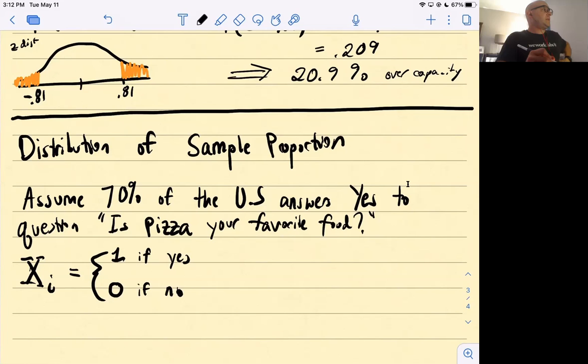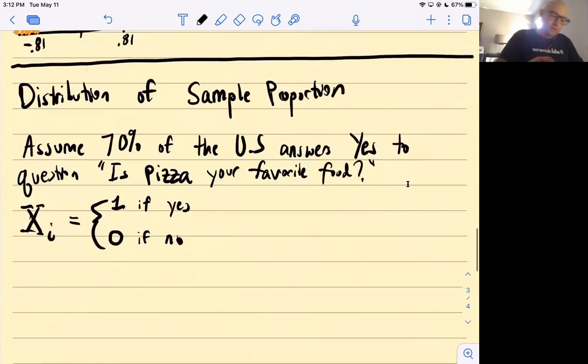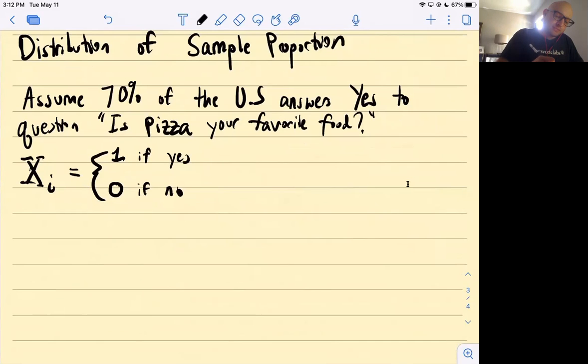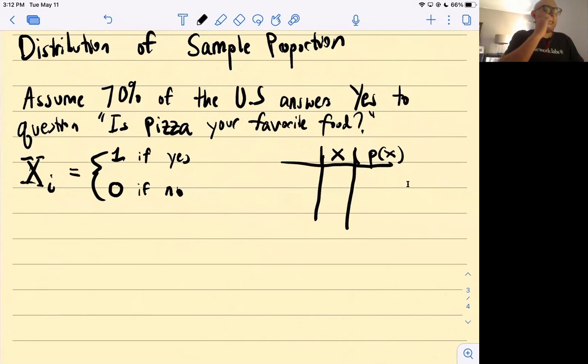So let's actually write out this random variable. Let's do the chart, and let's do it together. If you recall, for a random variable, we make a little table for the outcomes and the chance of each outcome. So in this case, if you go to a person, what's the chance that they say no? What's the chance of observing a 0 if you ask them, is pizza your favorite food? 30%, so this is 0.3.